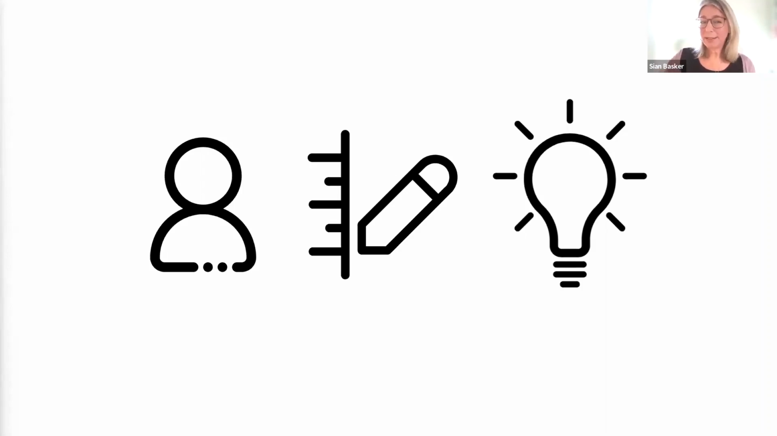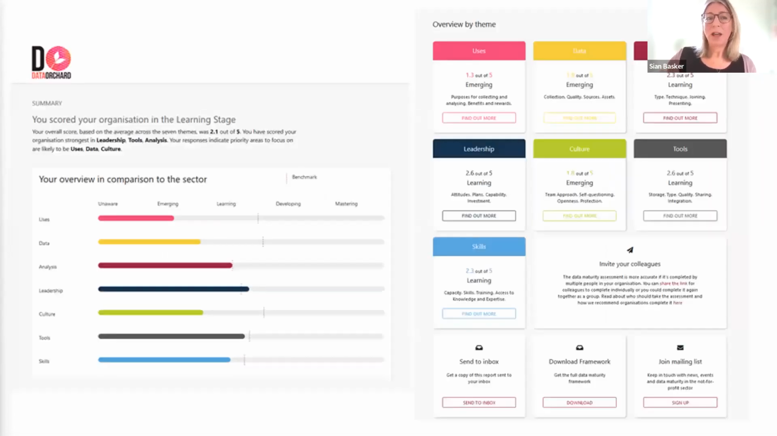So what happens is people take an assessment. The whole assessment takes around 20 minutes, typically. At the end of your 20-minute assessment, you'll get a report that looks something like this. It will give you an overall stage. So in this organisation, they're at the learning stage. It will give you an overall score out of 5. So in this organisation, they've scored 2.1 out of 5. And this person has scored the organisation strongest in leadership, tools and analysis. And it suggests the weakest areas are uses, data and culture.